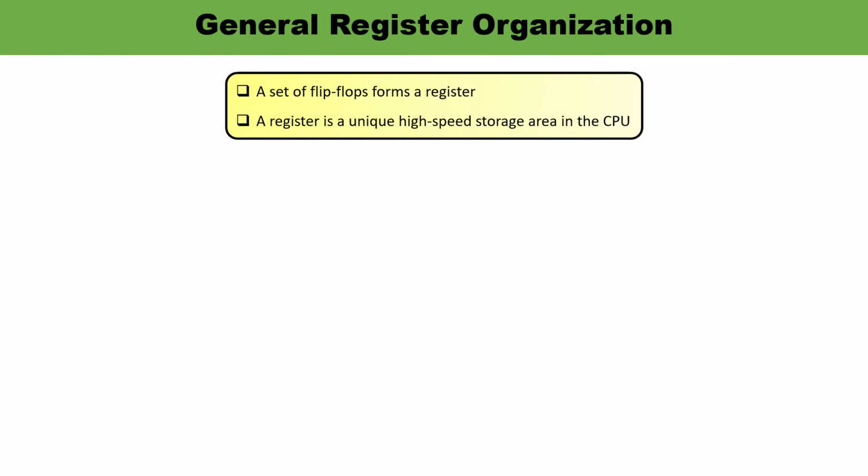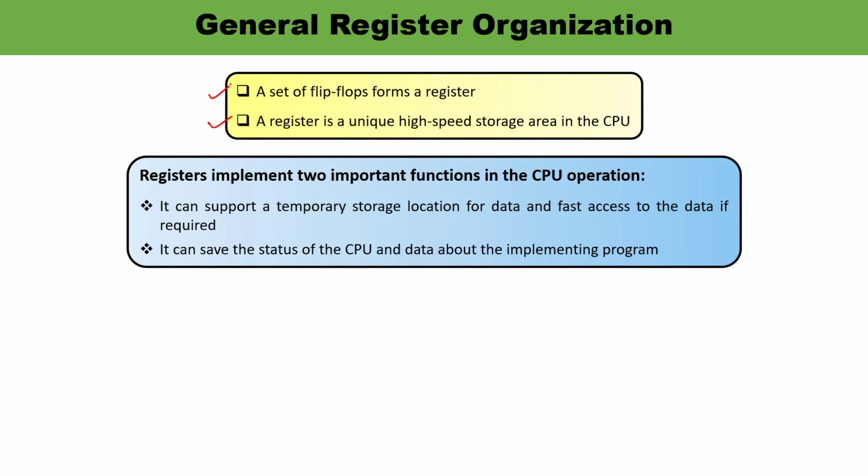First, you must understand what a register is and how it is implemented. A set of flip-flops forms the register, and a register is a unique high-speed storage area in the CPU. Actually, this includes the combinational circuits, which are implemented for data processing. The information which is to be processed must be stored in the register before processing. It means registers speed up the execution of programs.